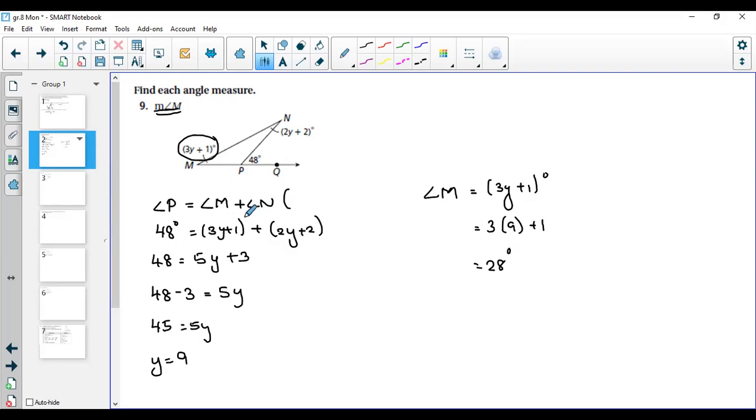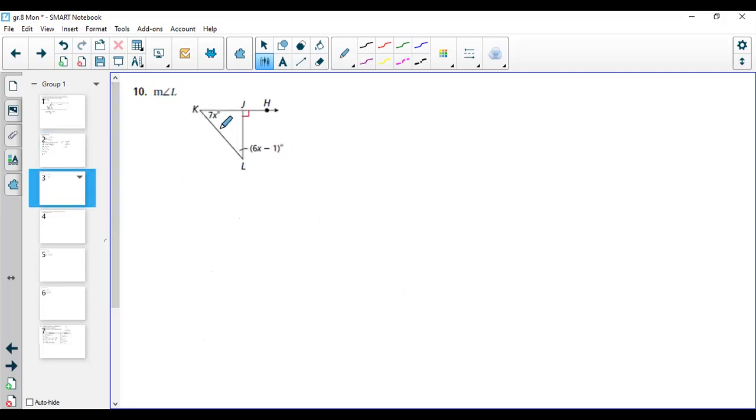Here I forgot to write why did we say this? Because of the exterior angles theorem. We need to state why we wrote this. Okay, so this is easy. Let's go on to another question and see what they have for us.